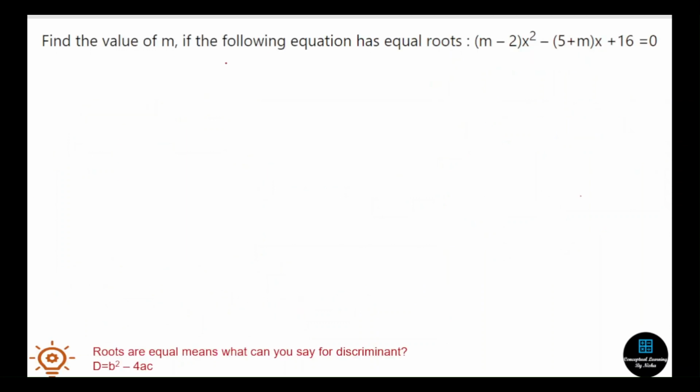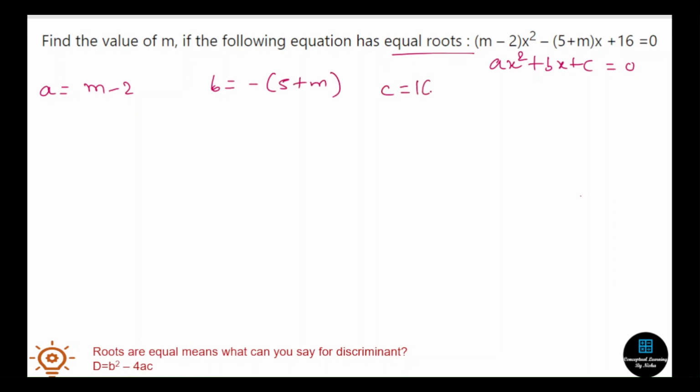Alright. Now here we have to find the value of m when the equation has equal roots. Do you remember, when the equation has equal roots, the discriminant is 0, correct? So first of all, we'll compare the given equation with the standard form. My standard form is ax square plus bx plus c equals 0. On comparing, what do we get? a equals m minus 2, b equals minus 5 plus m, and c equals 16.